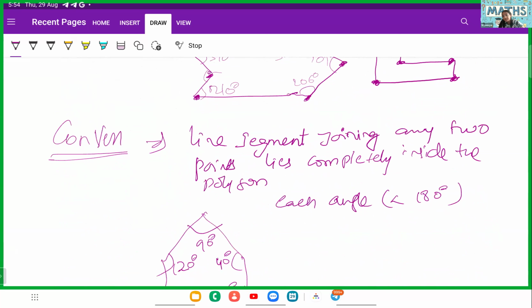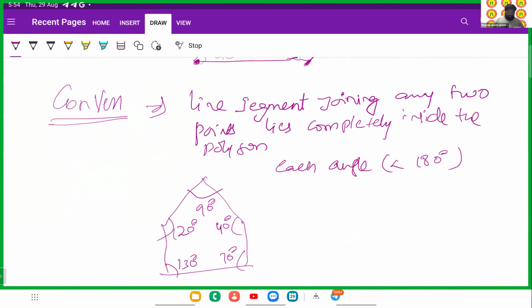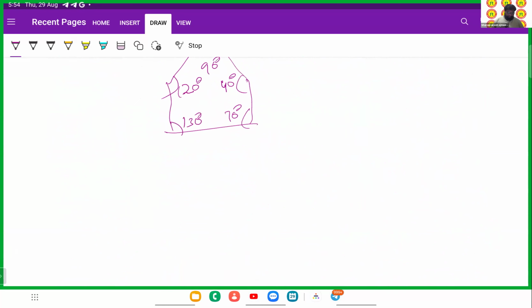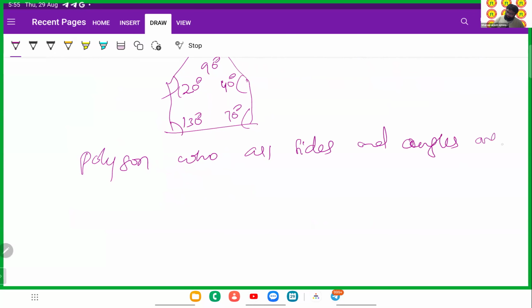That's it. Okay, next let us move on to regular polygon. A polygon whose all sides and angles are equal is called a regular polygon.